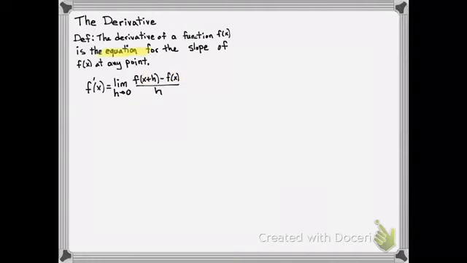Also note how we symbolize the derivative right here. That is the derivative of f. We read this as f prime of x. If that were function h instead of f, it would be h prime of x.